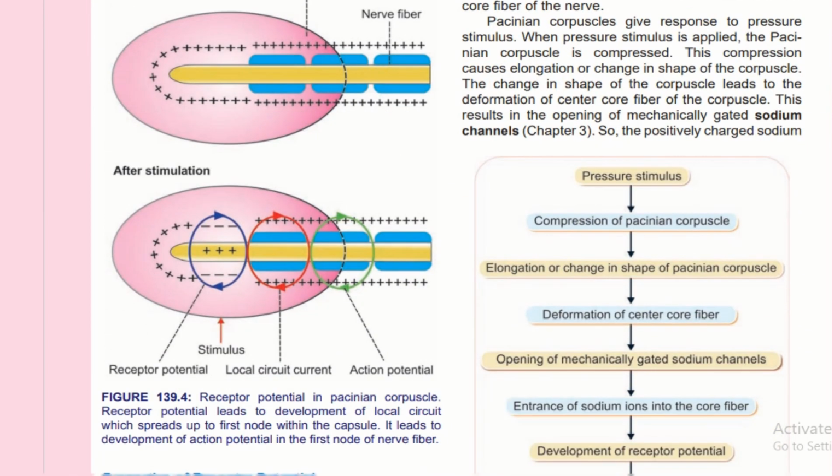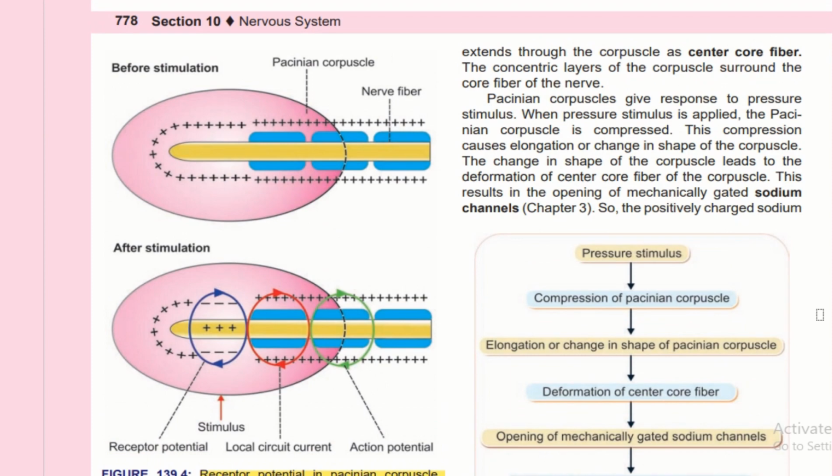Okay, so here you can see in figure 139.4, receptor potential in Pacinian capsules. Receptor potential leads to development of local circuits which spread up to the first node within the capsule. It leads to the development of action potential in the first node of the fiber.